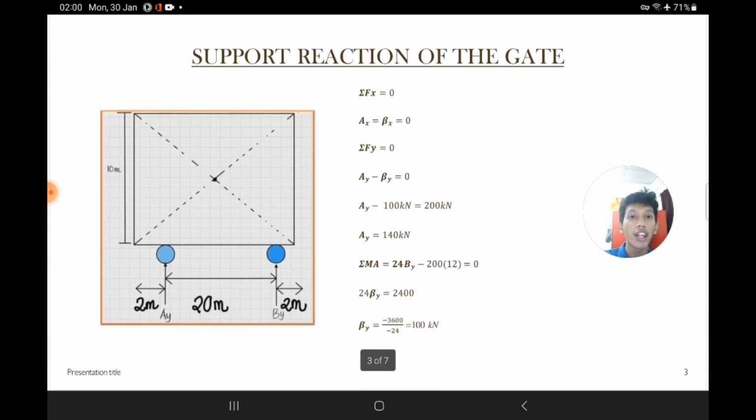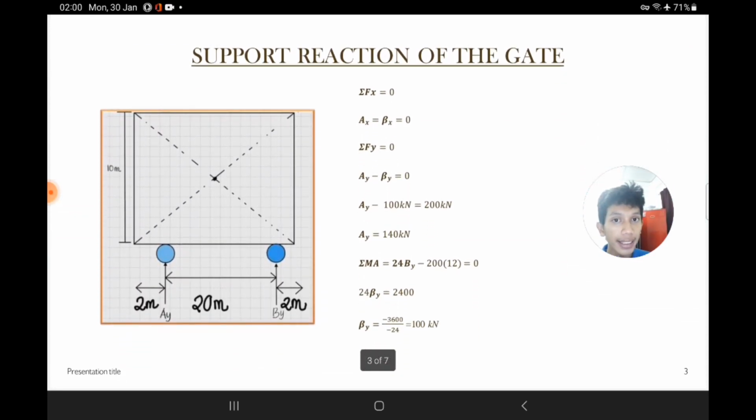In the support reaction of the gate, on the horizontal axis, AX and BX equal 0, which means there are no forces acting on the horizontal axis. Meanwhile, for the moment, which is force times distance, we can deduce that the BY value is 100 kN. So for the AY value, we can get 140 kN.